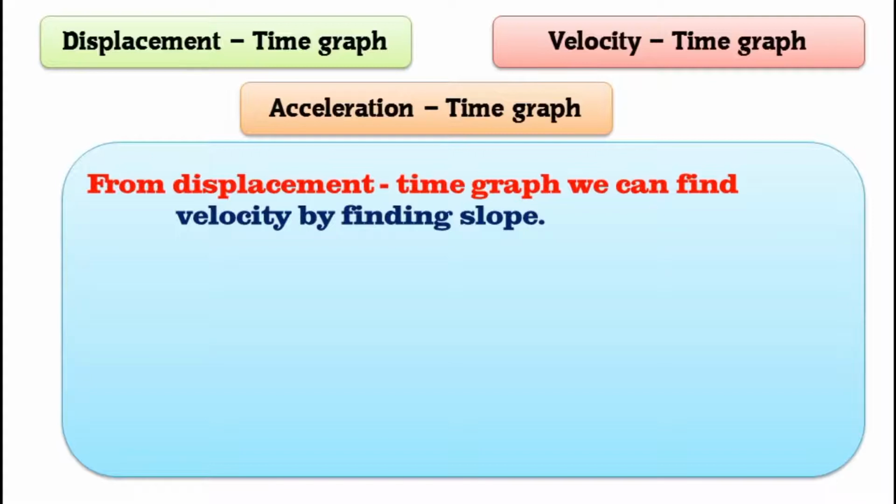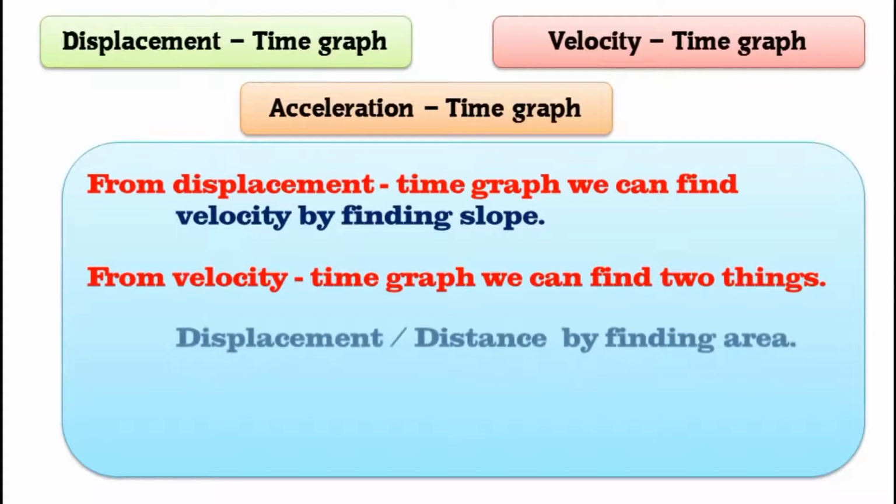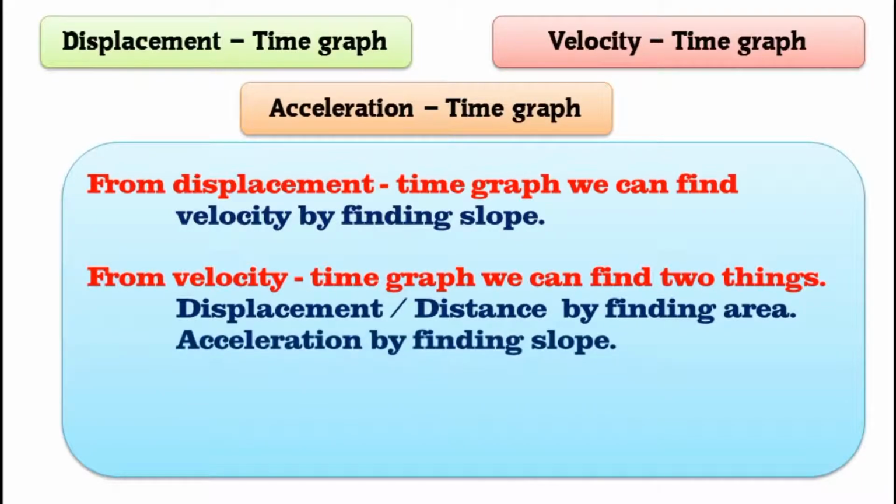Secondly, there will be questions asking at a particular time how much distance is covered. Just look in the graph and find it out. Now from the second type of graph, that is the velocity time graph, we can find 2 things. Number 1, displacement or distance, that we have to find by finding the area of a particular graph. Secondly, we can find acceleration from the velocity time graph. How to find acceleration? By finding the slope of the graph.